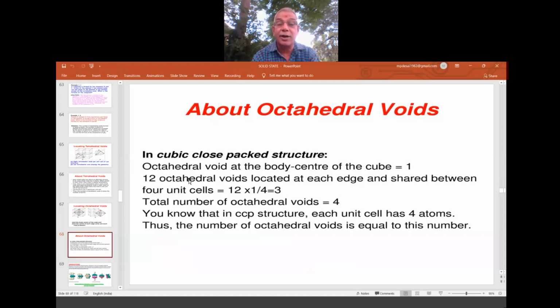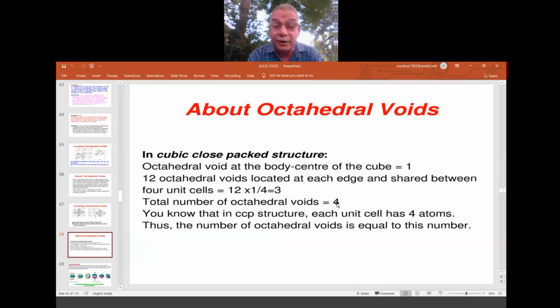Now about the octahedral voids. The octahedral void at the body center of the cube equals 1. 12 octahedral voids are located at the edges, each shared between 4 unit cells. So 12 into 1/4 equals 3. So the total number of octahedral voids equals 4: 1 at the center, 3 on the edges. Totally we will have what?